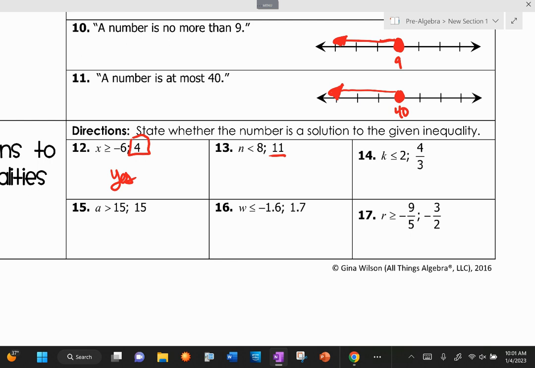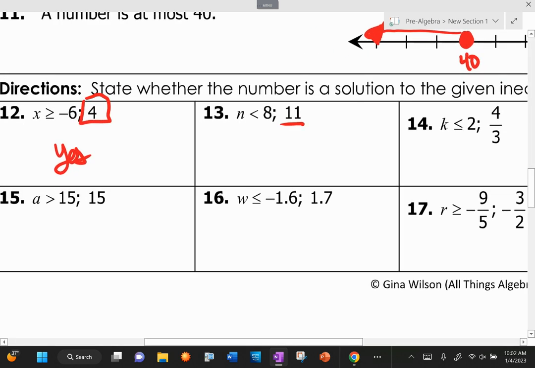I'm honestly confused? No problem. So the way that I would do these, if you're not sure, is you're just plugging in. What it's giving you is an inequality, and then it's going to give you a value. You're going to take that value, plug it in, and then ask yourself, is this true or not? So I'm going to take 11, and plug it in for n. Now I'm going to have 11 is less than 8. Is that true? No.